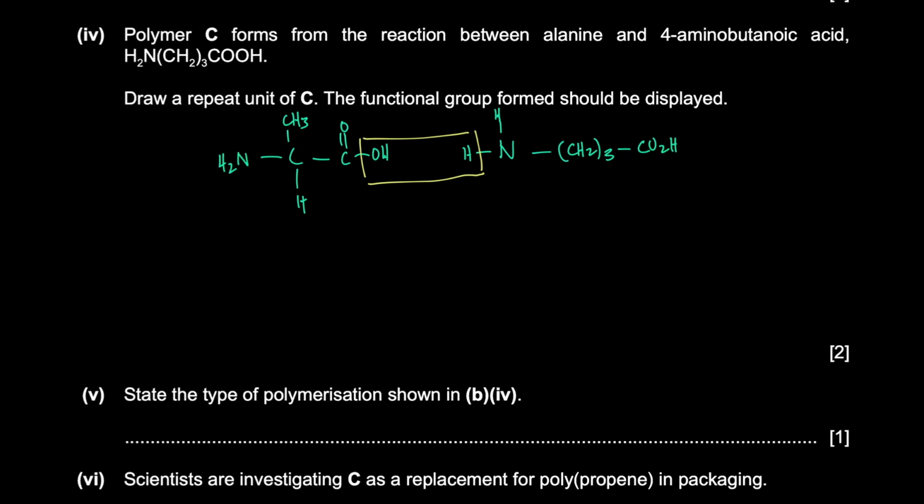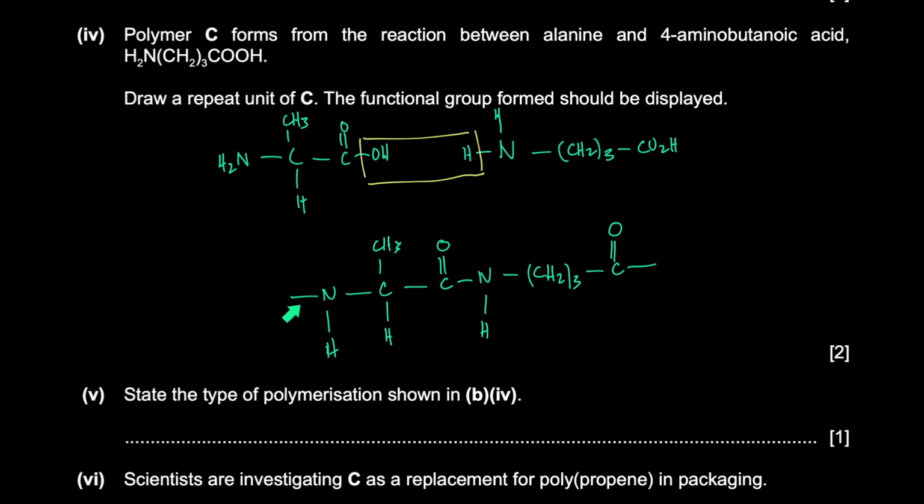So the repeat unit would look like this. You have C, CH3, an H, and then a C double bond O and H, right? That's your amide linkage forming here. And then you have CH2 thrice, and then a C double bond O, and again, this is also forming an amide linkage with this nitrogen over here. So this is your repeat unit.